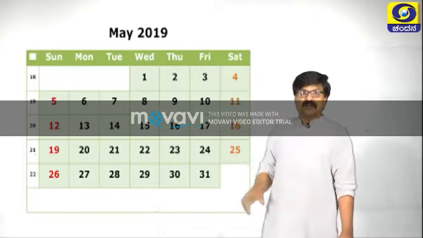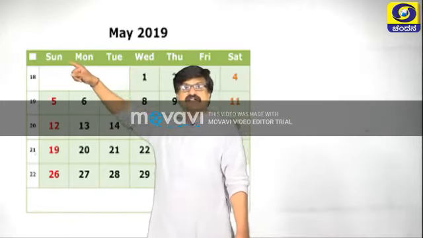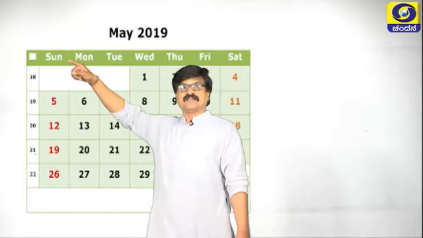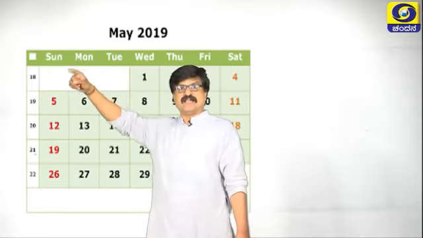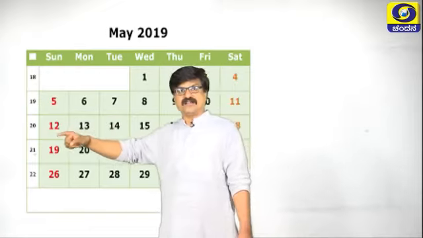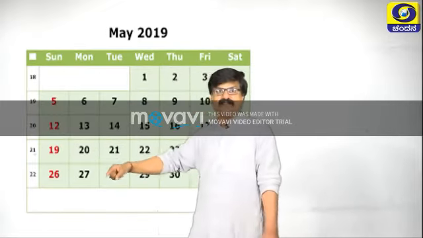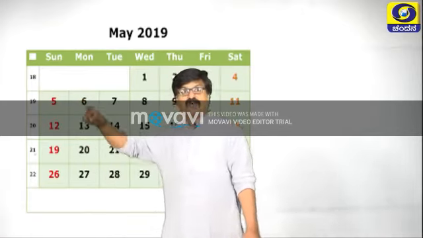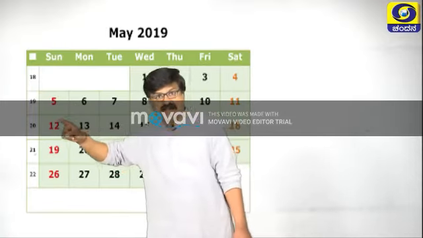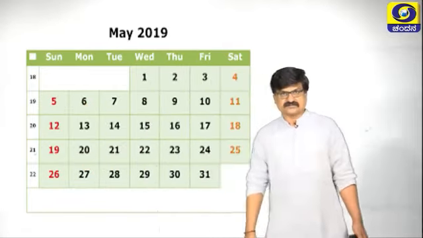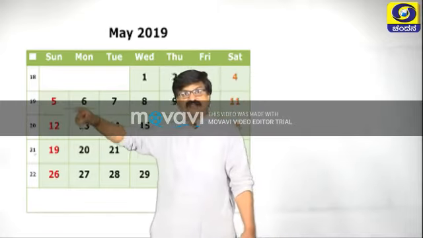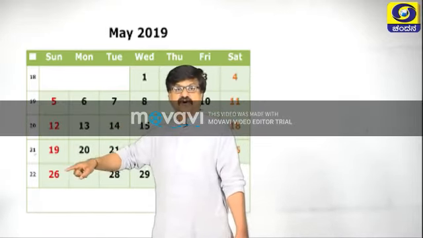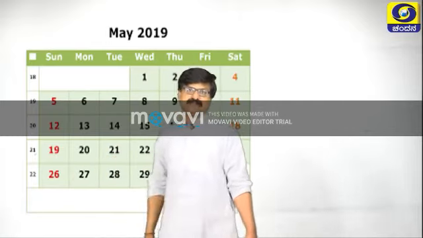Suppose you want one more example: observe the days which appear on Sunday. The dates which appear on Sunday are 5, plus 7 is 12, plus 7 is 19, plus 7 is 26. So another example is 5, 12, 19, 26. What is the a value here? 5. What is the d value? That is 7. Right. If you consider only this much, 26 becomes the last term, or we are calling 26 the fourth term. The fourth term itself is the last term here.